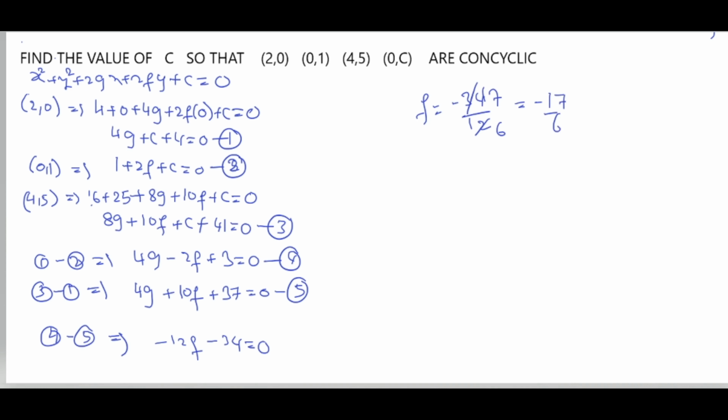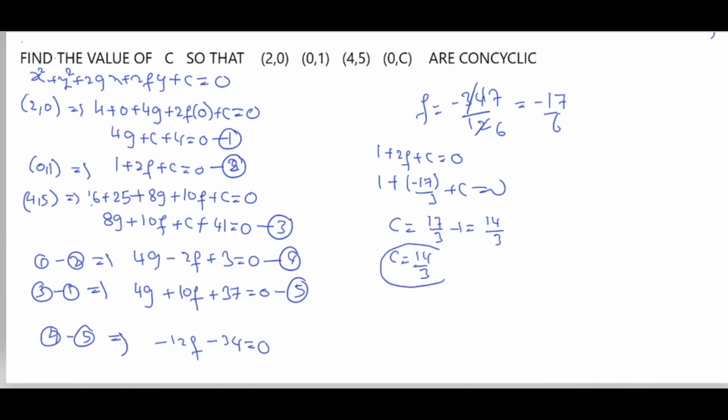Substituting f value in the second equation, 1 plus 2f plus c is equal to 0. 1 plus 2 into f, minus 17 by 6, that is minus 17 by 3, plus c is equal to 0. Therefore c is equal to 17 by 3 minus 1, that is equal to 14 by 3. Therefore c value is 14 by 3.